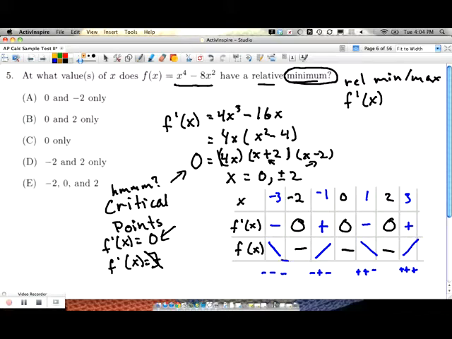So I hope that you can see we would have a minimum here and here as well at plus or minus 2. But not at 0, because this is a max at 0. It goes up on the left, down on the right. It's increasing and decreasing. The derivative changes from positive to negative. So that means 0 is out. Well, if we just looked at that, that actually eliminates everything except D. So there's our answer.